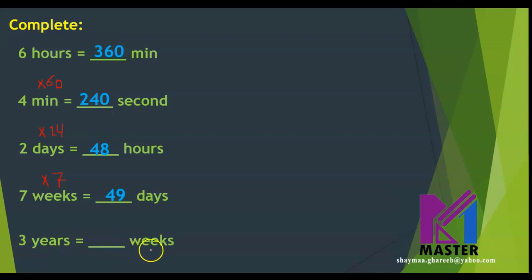3 years, how many weeks? We said in 1 year there are 52 weeks in 1 year. So I have 3 years, then I will multiply 3 by 52. I will get 156. Is this clear? If I have 2 years, how many days? I'm going to multiply 365 by 2. So 2 times 365.